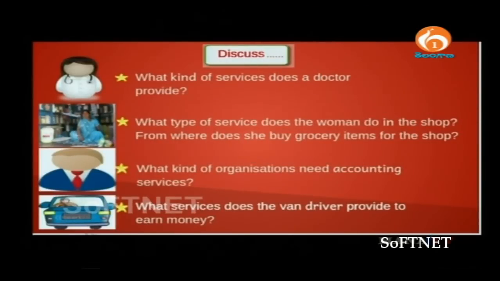Now you have watched the pictures of a few people engaged in services. Now children, make a note to discuss these questions later after you go to the classroom. What kind of services does a doctor provide? What type of service does the woman do in the shop? From where does she buy grocery items for the shop? What kind of organizations need accounting services? What services does a van driver provide to earn money? Discuss these questions later when you go to the classroom.